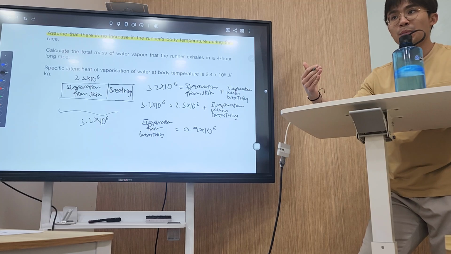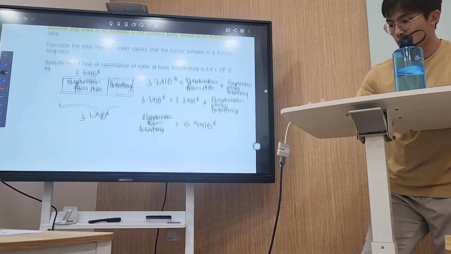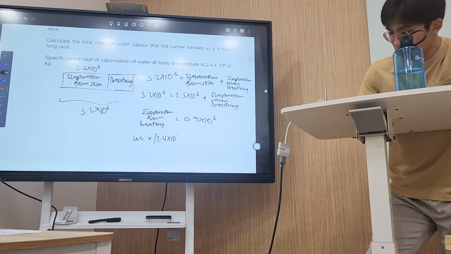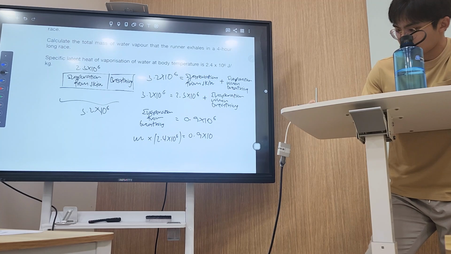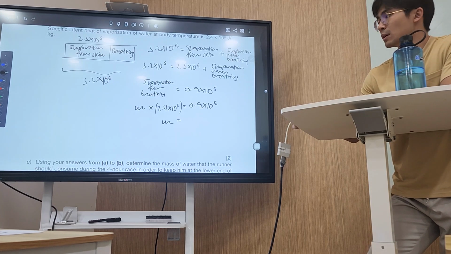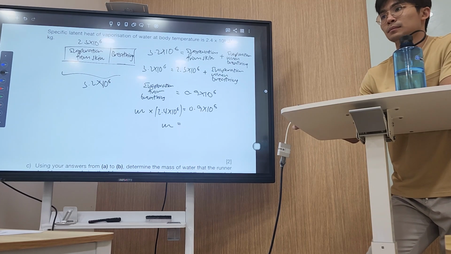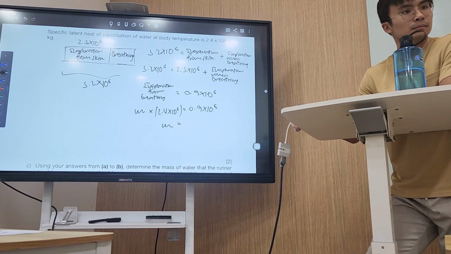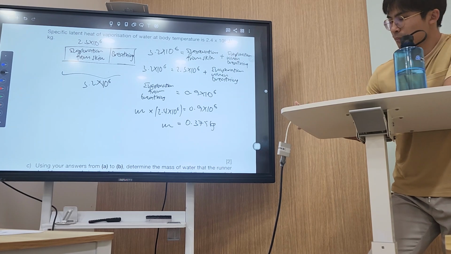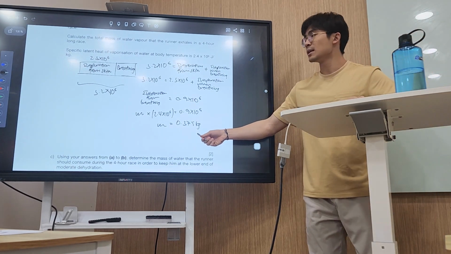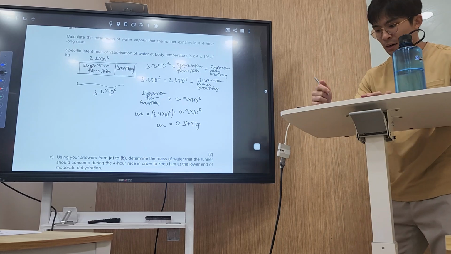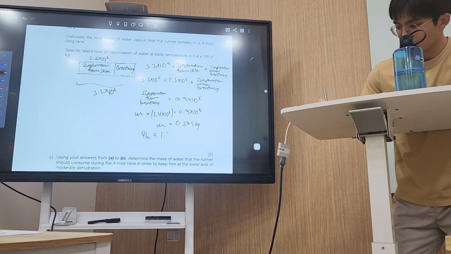But now, instead of increase in temperature, this energy is used to vaporize your water vapor inside the lungs. So I have mass times 2.4 times 10 power 6 to give you 0.9 times 10 power 6. What's the mass? 0.375, okay? kg. But this 0.375 kg is per hour. All of these so far has been per hour. So in 4 hours, you will have lost 1.5 kg of water.